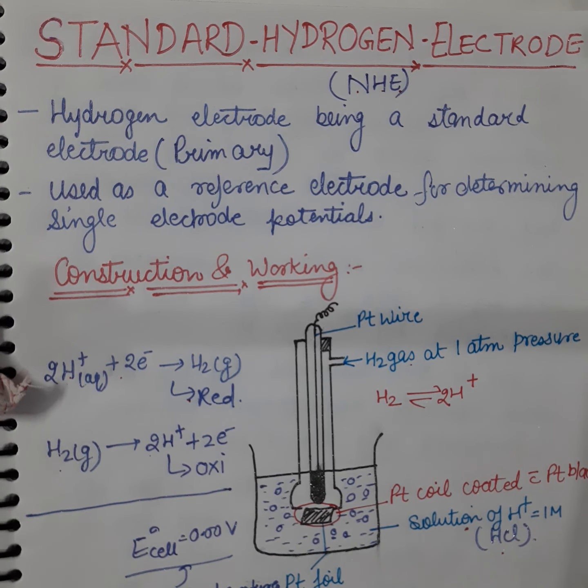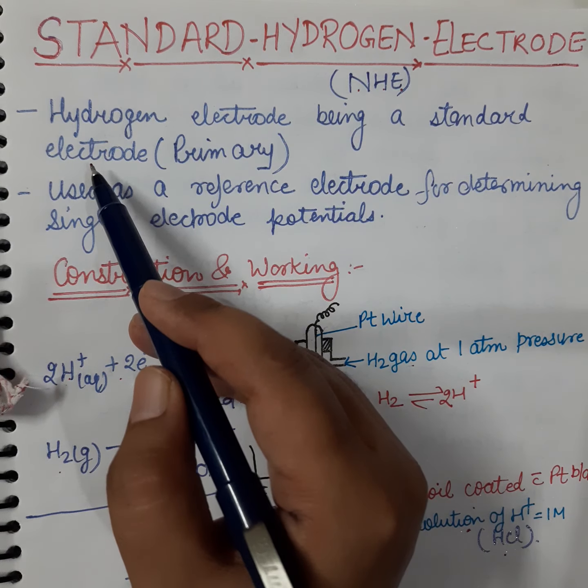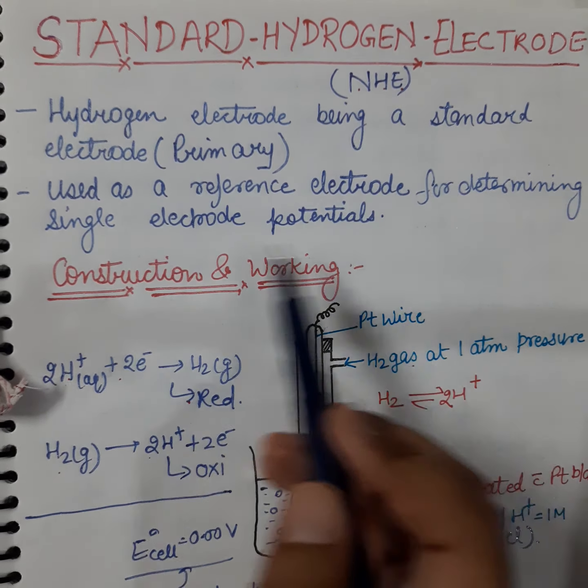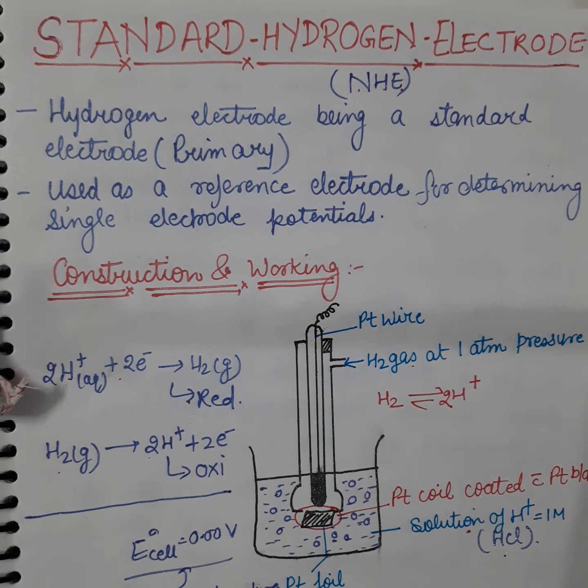Students, this is a primary type. Secondary is known as calomel, which is not in your course. So I'm going to talk here about the standard hydrogen electrode, or we can say normal hydrogen electrode. So students, hydrogen electrode being a standard electrode is used as a reference electrode for determining single electrode potentials. Now, construction and working.